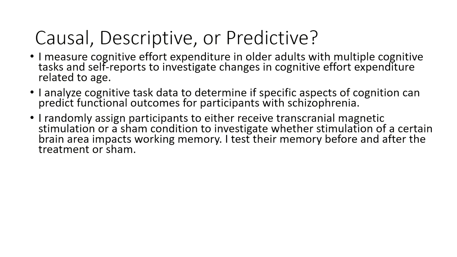So here there's a few indicators. I'm looking at where it says randomly assigned participants. I am looking at the fact that there's a treatment and a control condition. And I'm looking at the pre and post test. That all suggests to me that I am looking at a causal study. I am looking to see if knocking out this brain area with TMS causes a change in memory.